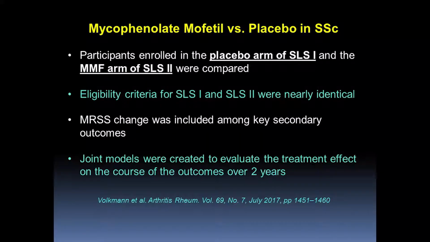The second study was published much more recently, comparing mycophenolate mofetil to cyclophosphamide for interstitial lung disease in scleroderma. Patients received either 1 year of cyclophosphamide followed by a year of placebo, and the control arm was 2 years of mycophenolate. Because there was no control trial looking at mycophenolate on skin disease, they looked at the 2 arms and compared them. The MRSS change, as I said, was the key secondary outcome measure. Joint models were created to evaluate the treatment effect on the course of the outcomes over the 2 years.